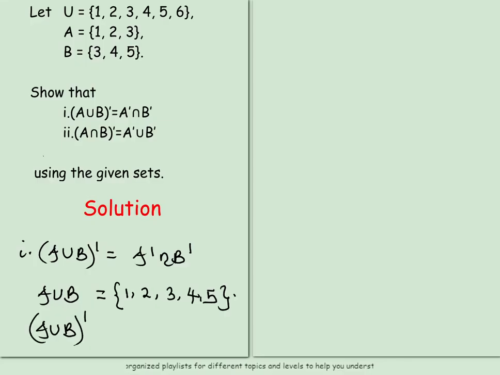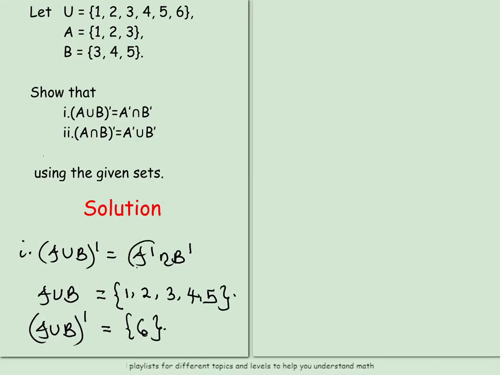So we go back to the universal set and then look at all we have in the universal set that are not in A union B. Looking at it critically, you realize that it's just 6. It's just your 6. You see.